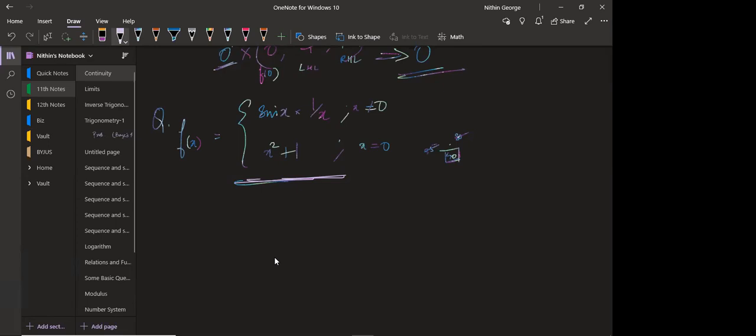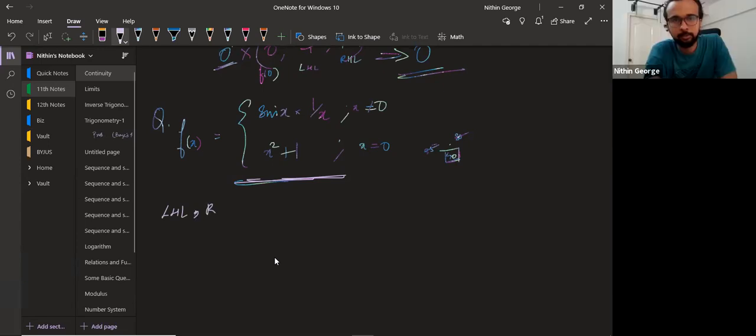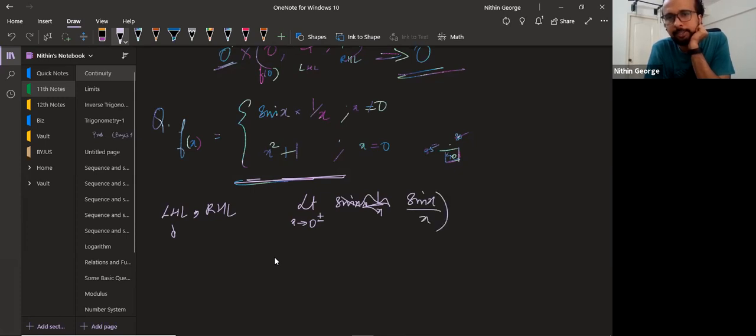Now the LHL and RHL. LHL and RHL is a good word. What will the LHL and RHL be? Both will be the limit as x tends to 0 of sin x into 1 by x. Plus will be RHL, minus will be LHL. And what is sin x into 1 by x? Nothing but sin x by x. You already know that this limit will be equal to 1, right?